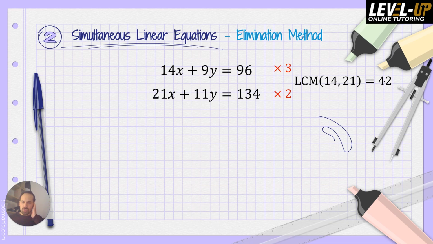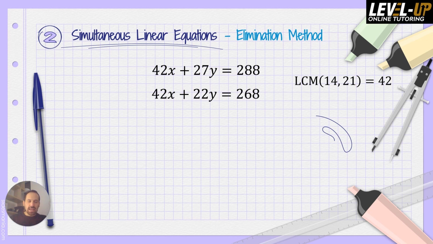If you times that, you might want to try this yourself first. If you times that first equation through by 3 and the second one through by 2, you'll get this. So I've just gone through and you're basically multiplying all the numbers through, multiplying both sides of the equations by 3 and 2 respectively, and we get this. And you see both, as expected, the x coefficients match, which is precisely what we want.